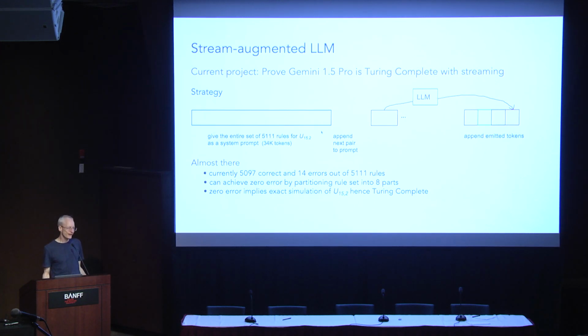Sadly, it isn't quite there. Right now we have 14 errors, so it's not proved universal. There is a small augmentation if we shard the rule set into smaller chunks, basically 8 chunks. That would be like an external machine that detects the range of the symbol pair and then chooses which system prompt to provide. That's perfect. That's a universal computer. Anyway, that's where we are.